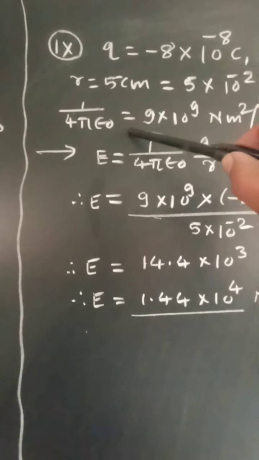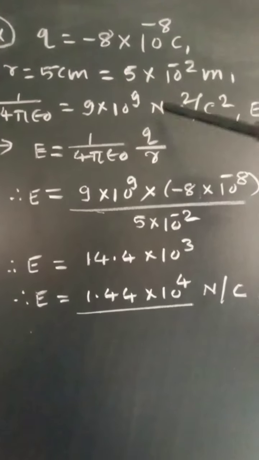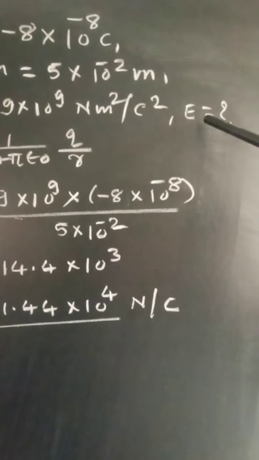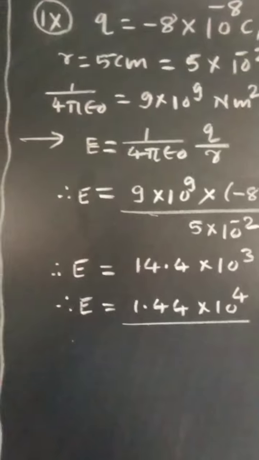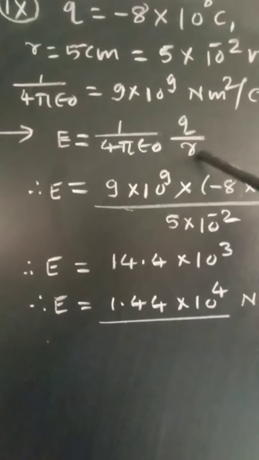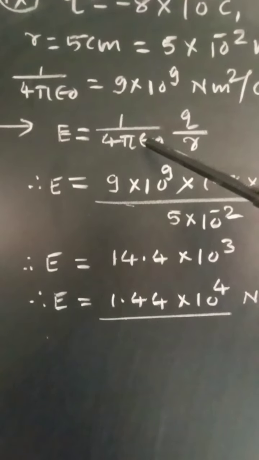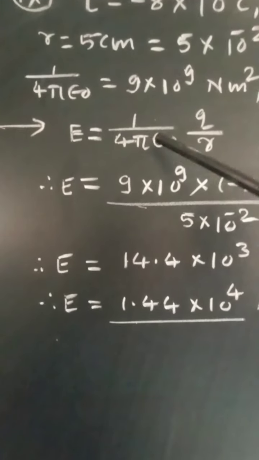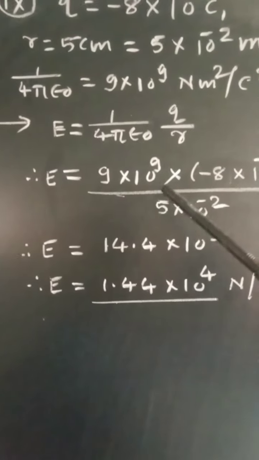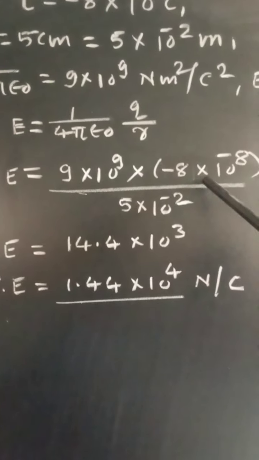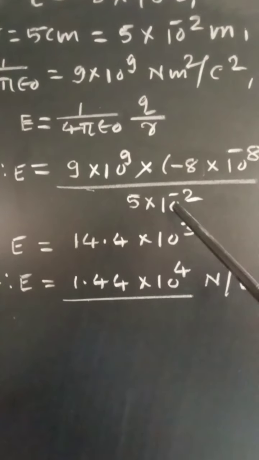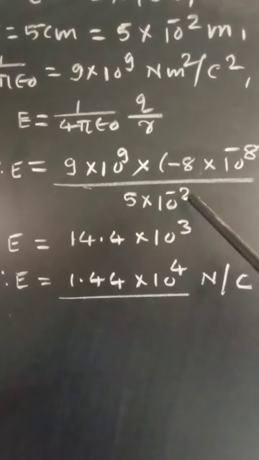Then 1 upon 4 pi epsilon 0 is equal to 9 into 10 raised to 9 Newton meter square per coulomb square. And we have to find out electric field intensity E. Now, electric field intensity at any point due to the charge is given by the formula 1 upon 4 pi epsilon 0 Q by R. And therefore, E will be equal to 9 into 10 raised to 9 into minus 8 into 10 raised to minus 8 divided by 5 into 10 raised to minus 2.